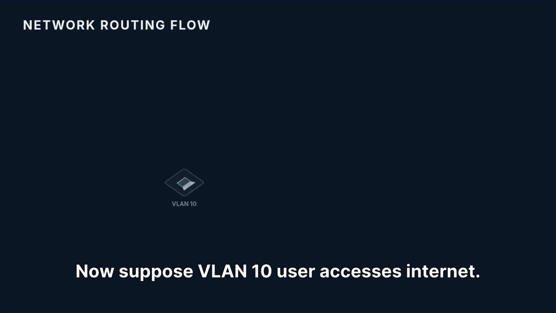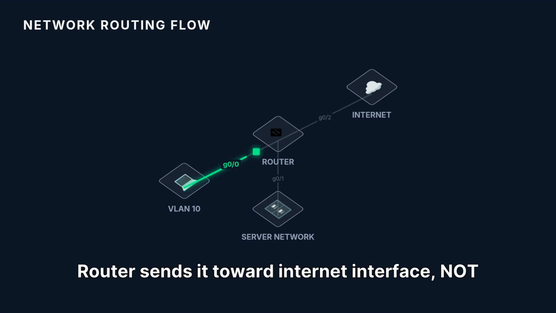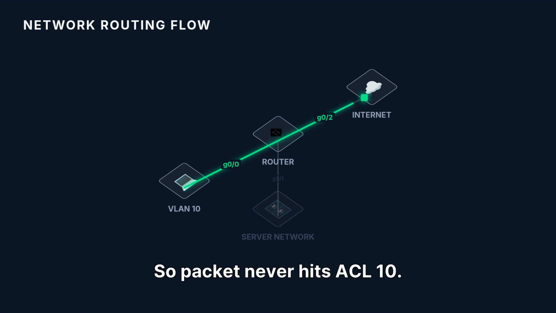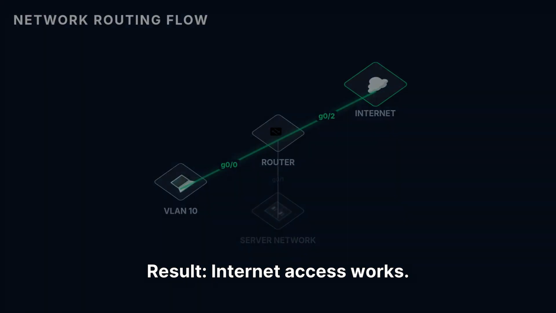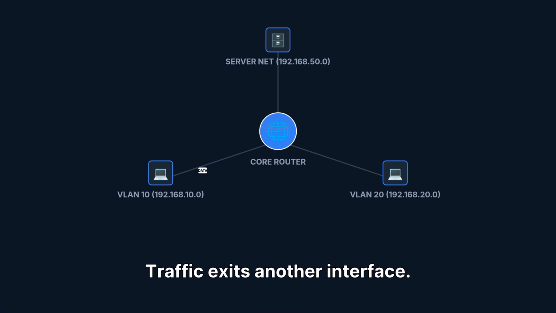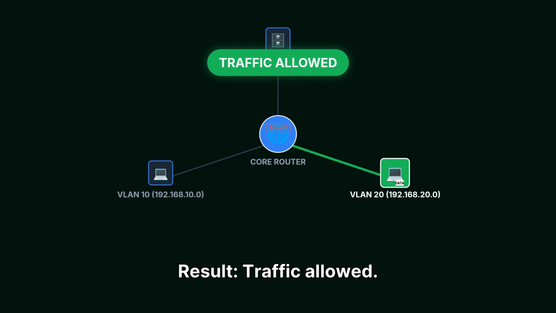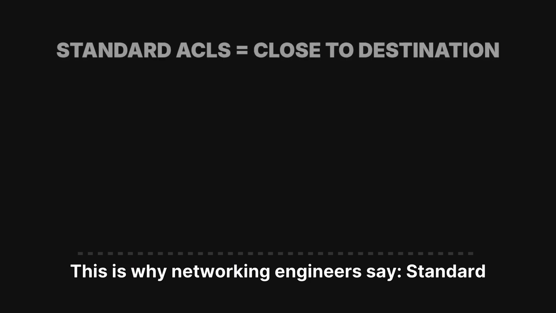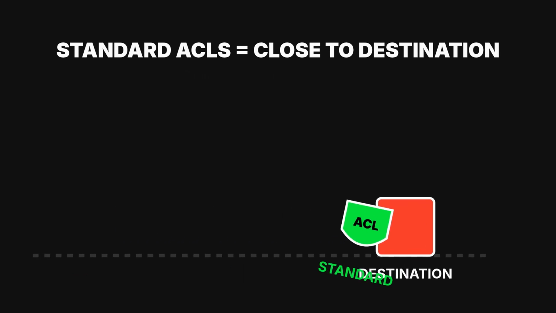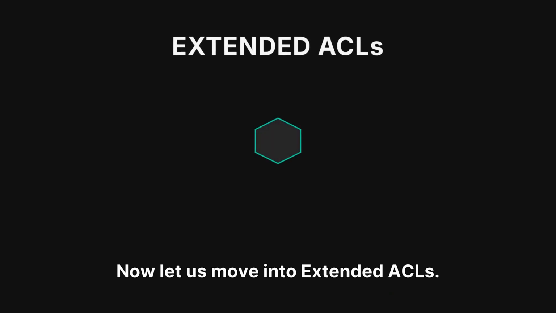Now suppose VLAN 10 user accesses internet. Packet enters router. Router sends it toward internet interface, not toward G0/1. So packet never hits ACL 10. Result, internet access works. Now suppose VLAN 10 user accesses another VLAN. Traffic exits another interface. Again, packet never touches G0/1 ACL. Result, traffic allowed. This is why networking engineers say standard ACLs should be placed close to destination, because they cannot identify destination networks.